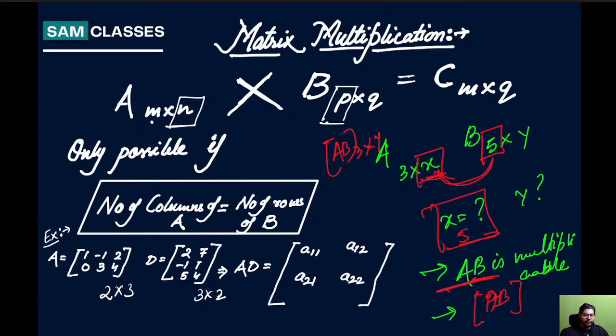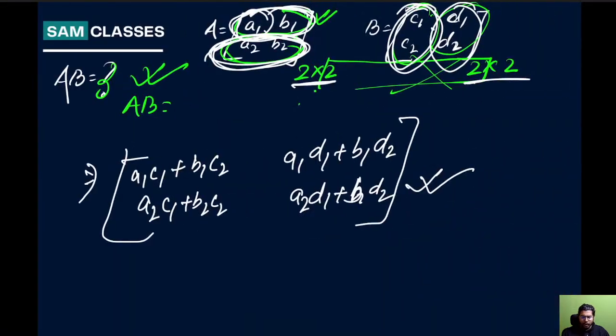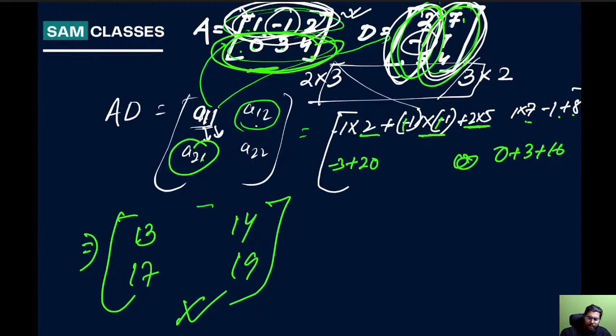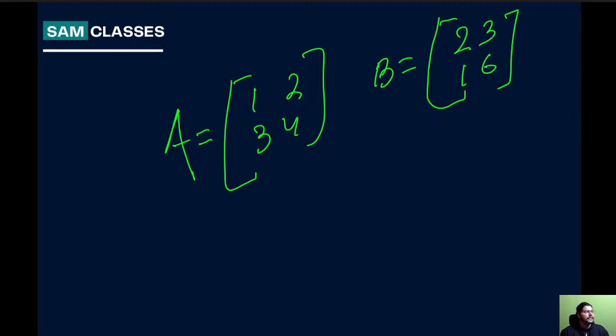Okay. Now, coming to the next part. Just a simple multiplication, no need to do. I know you all are good in multiplication. But how do we multiply? I'll just take an example and show you one. You all know multiplication, correct? So A is equal to 1, 2, 3, 4. And B is equal to 2, 3, 1, 6. What will be the answer? Multiply AB. How do you multiply?